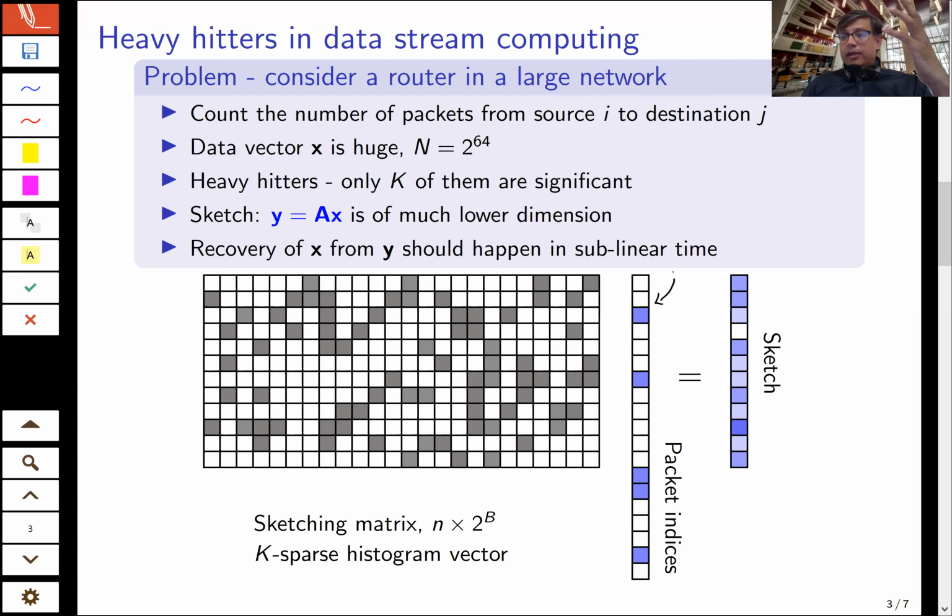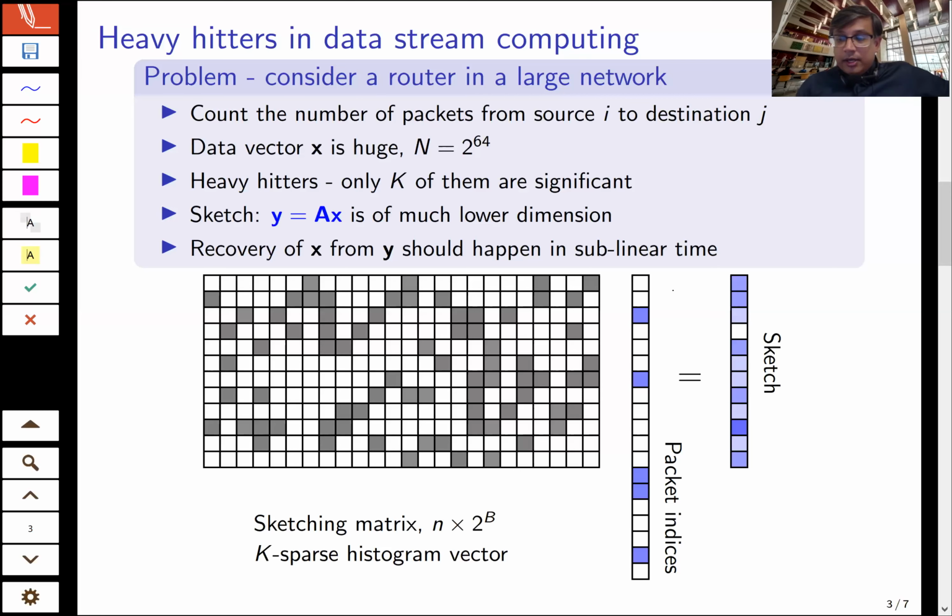And now if you want to store this information at the router, you can see that the amount of storage required is extremely large. But it turns out that typically there is a small subset of sources from which packets flow to a destination. And these are called heavy hitters. In other words, even though 2 to the 64 possible sources could have been there, really there is only a very small subset, in this case K of them, which are likely to have packets for destination J.